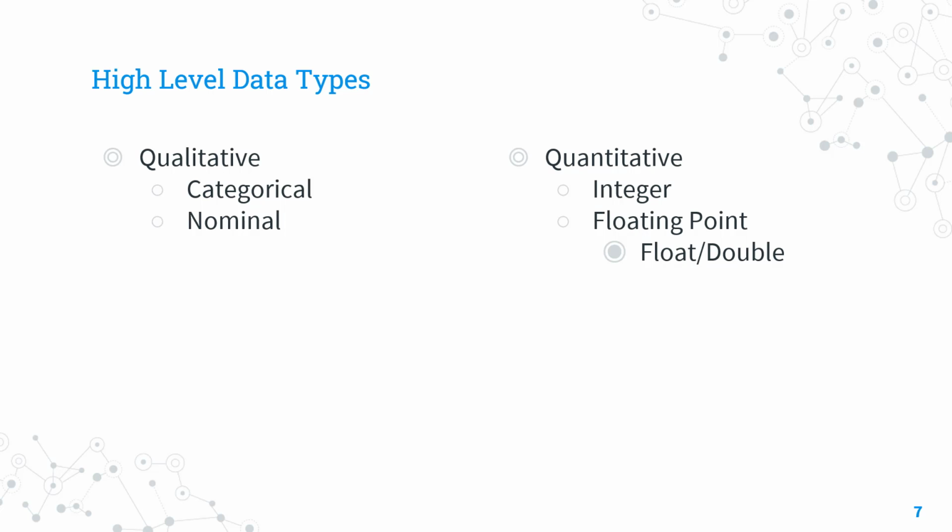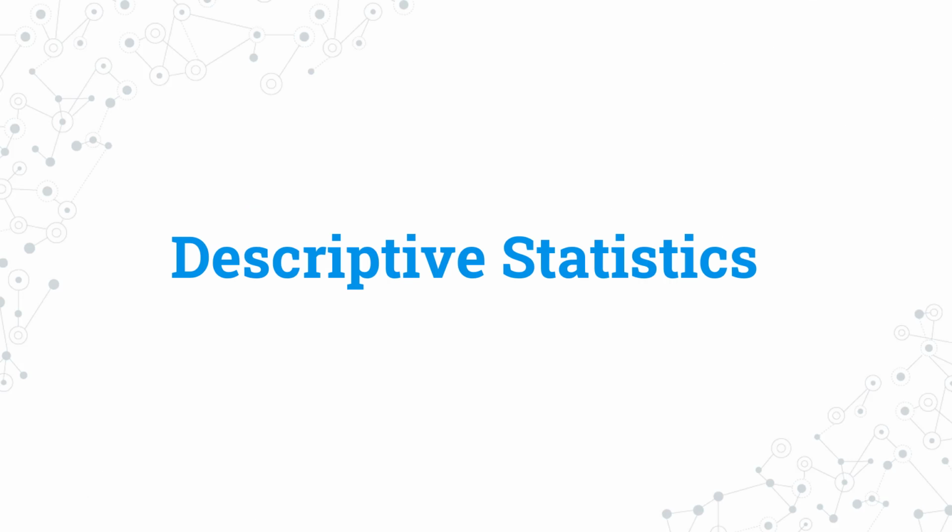Let's take a minute to explore the earthquake data and see if we can separate the columns into qualitative and quantitative. Once we know which columns are quantitative, then we'll break those down into integer and floating point types. So once we have our data into a table, how do we know what the data means?